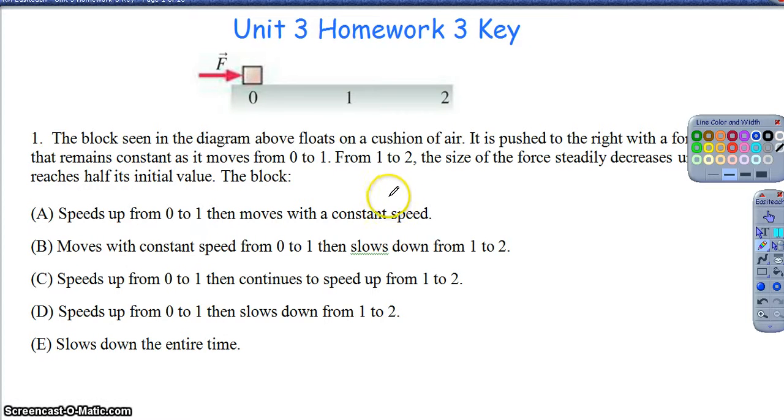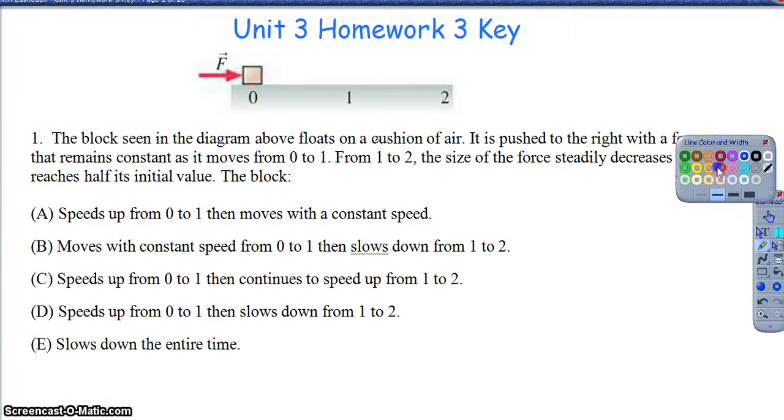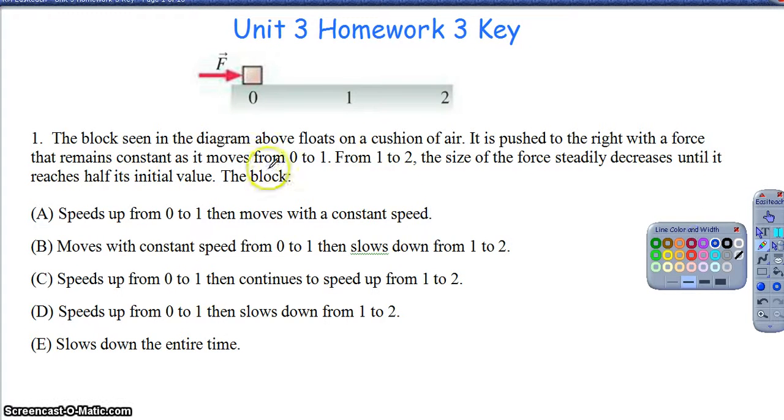Okay, so part 1 of homework 3-3 here. So the first question says the block in the diagram above is on an air cushion, so they are trying to say there's little to no friction. It is pushed to the right with a force that remains constant from 0 to 1, and then from 1 to 2 the size of the force steadily decreases, right?